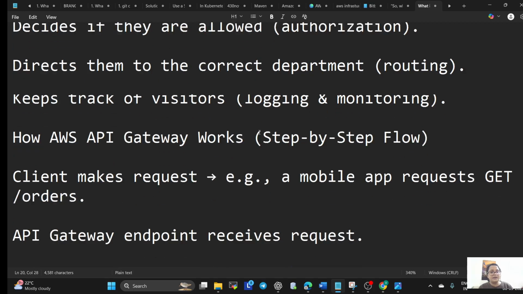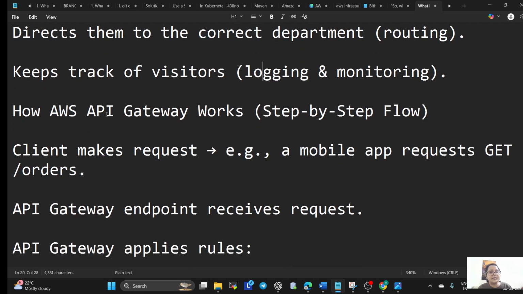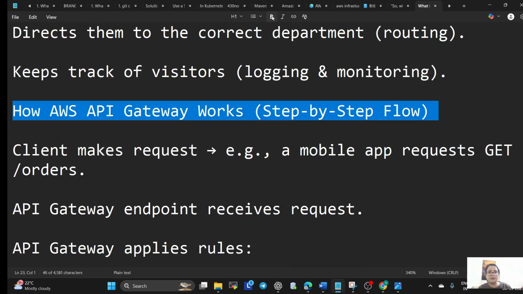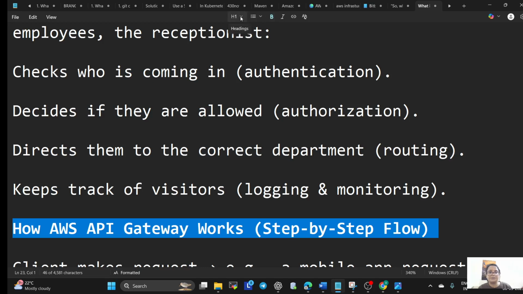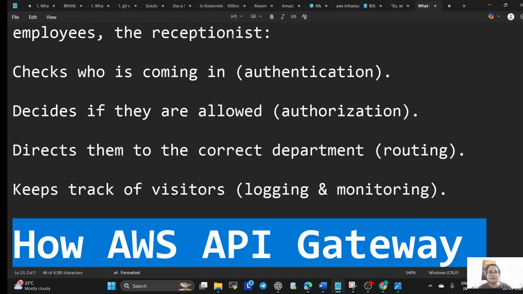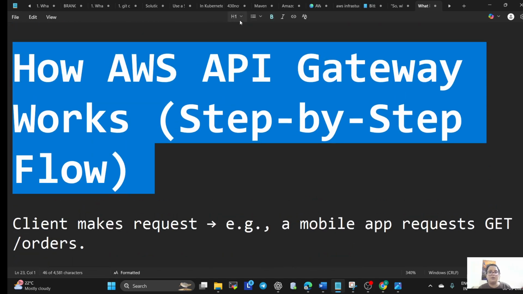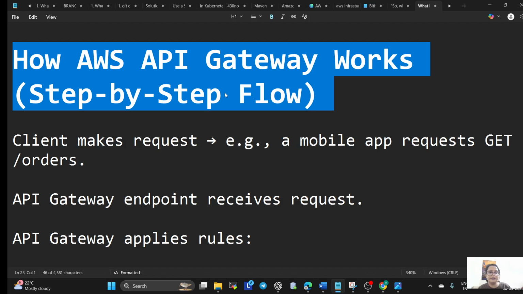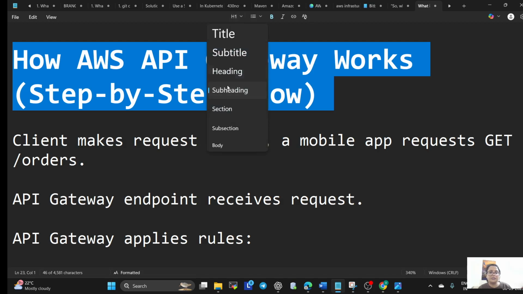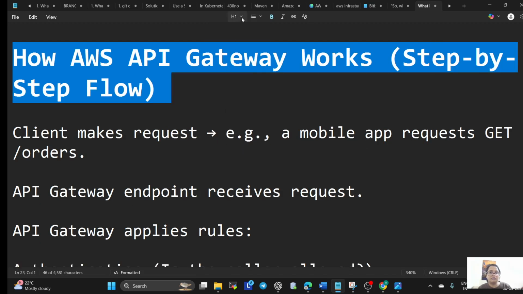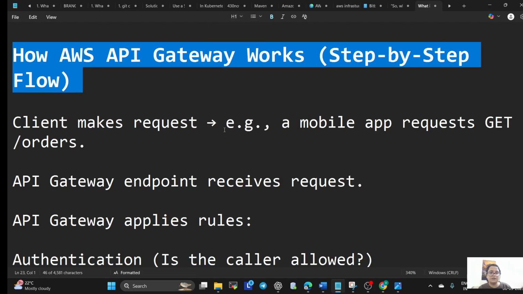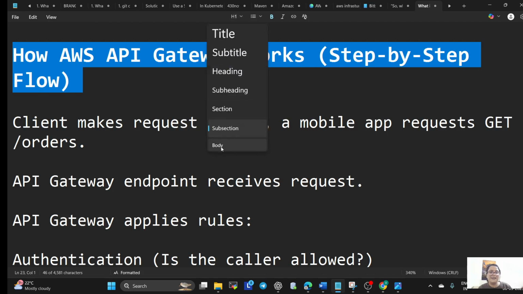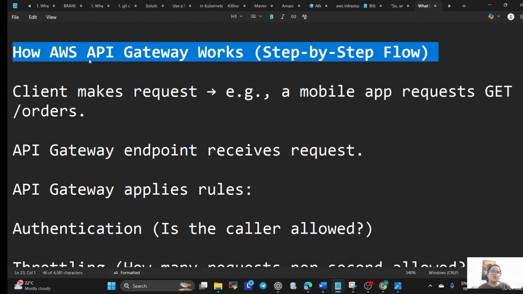Okay. Now, how AWS API Gateway works. So, this thing we have to understand, okay? I'll make it as a subheading. It is a section, subsection. I'm making it as the body itself, fine. So, how API Gateway works, that we will see step by step.